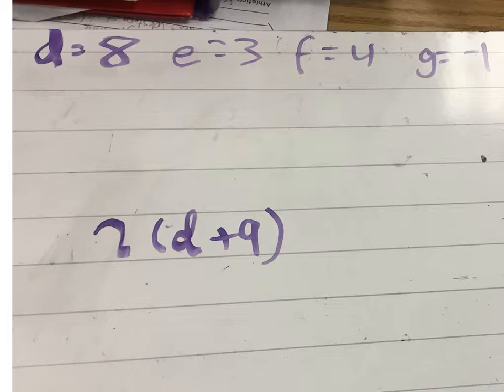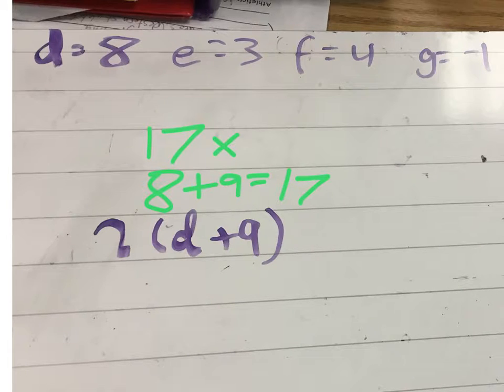So this problem is 2 times (d plus 9). And since d plus 9 is in parentheses, we'll have to do d plus 9 first. Now d equals 8, so we'll have to do 8 plus 9, which equals 17. Then we have to do 17 times 2, which equals 34.